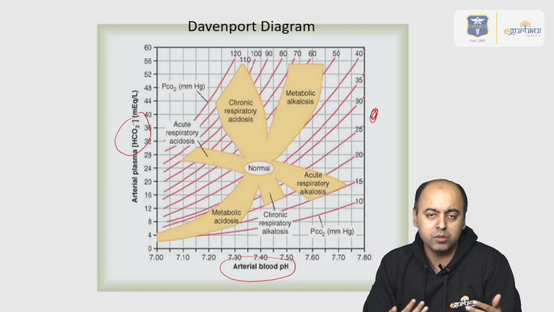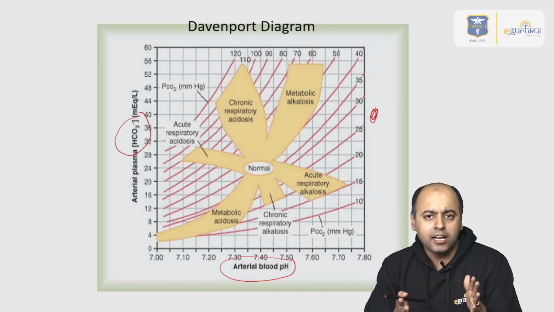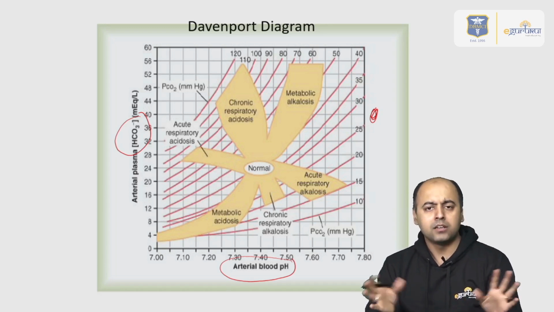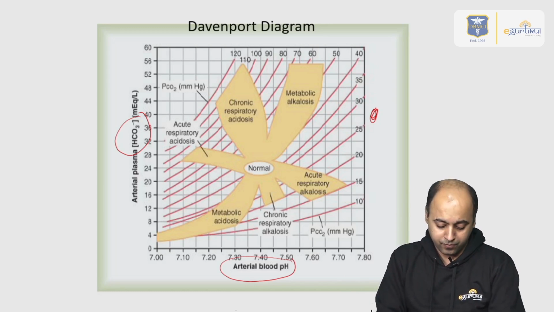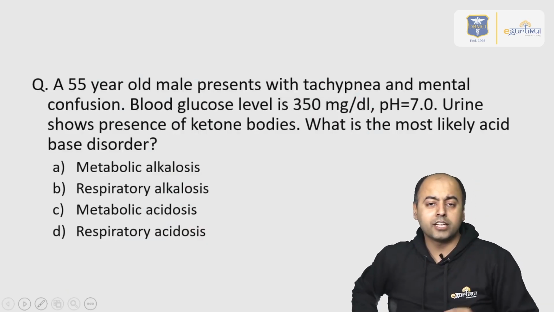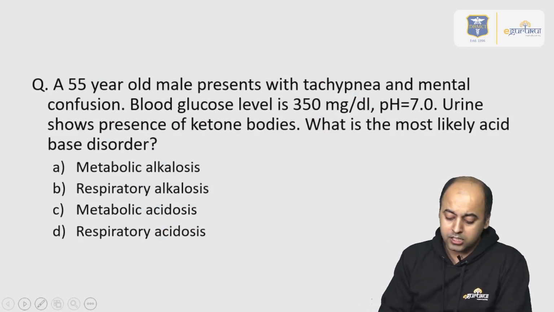Sometimes, rarely, you may be asked about the difference in anion and cation, which is known as the anion gap, but that is a different scenario altogether. Okay, moving on to the second question, again from the acid base disturbance. In this case, what is given?